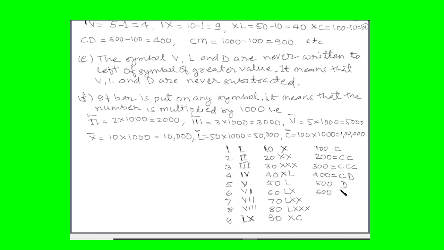600 is DC. D 500 plus 100 is 600. 700 is DCC. 2 times C is 200 plus D is 500. So it's 700. 800 is written DCCC. D 500 plus 3 times C is 300. So it's 800.